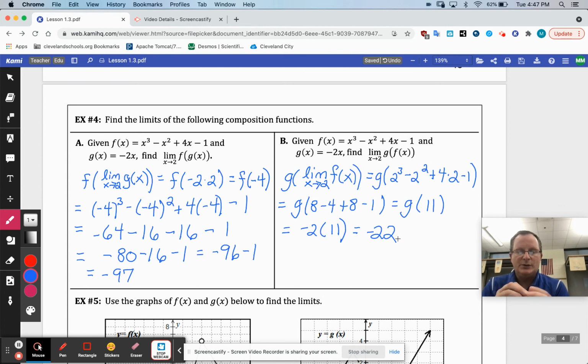So that's example 4, composition of functions. What you're going to do is take the limit into the innermost part of the function. On part A, it was g of x that we assigned the limit to. On part B, it was f of x we assigned the limit to, and then had some work to do. Of course, the work involving f of x was the most that we had to do. It's a little bit harder over here, but that takes care of it. That's it for this example.